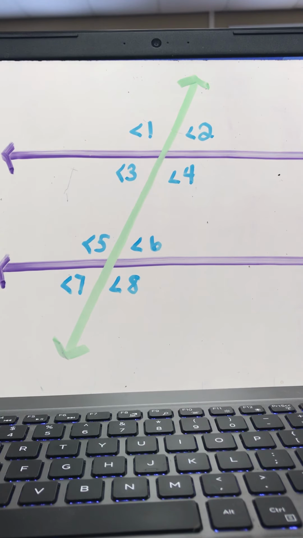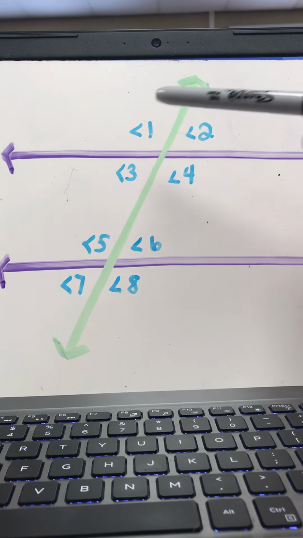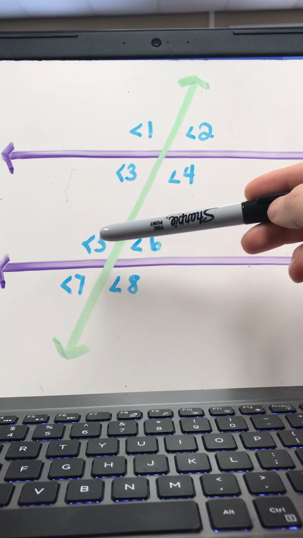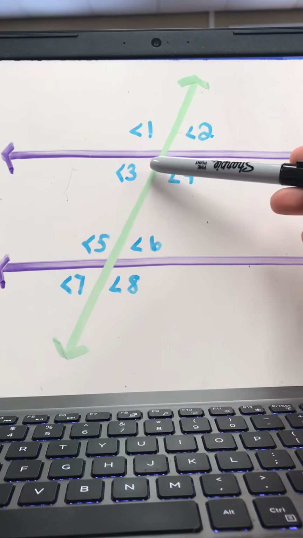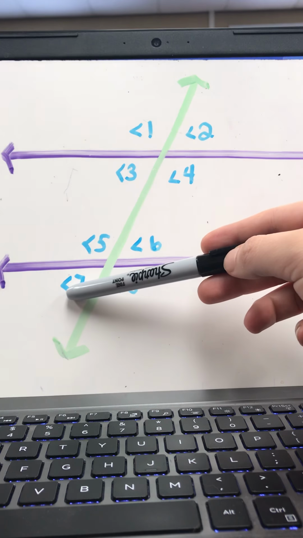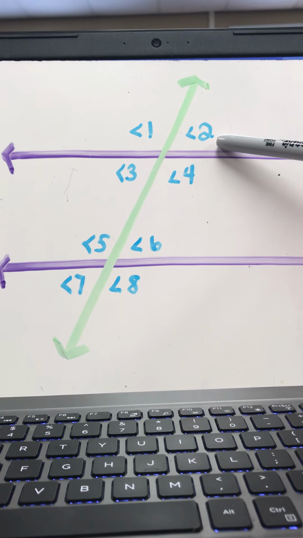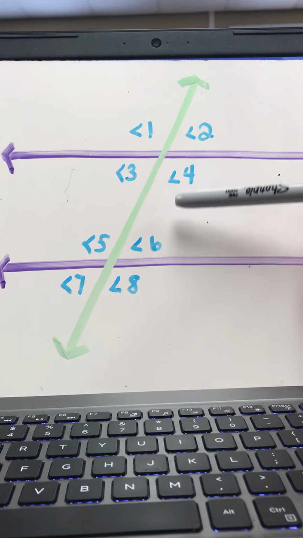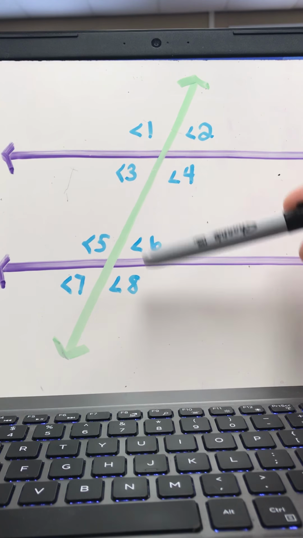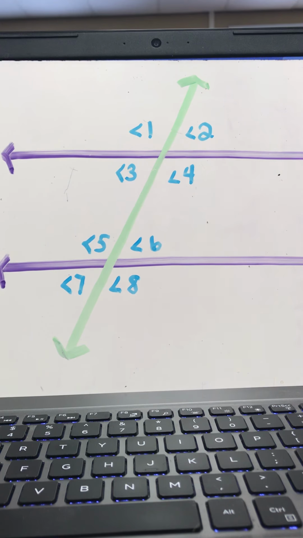Okay, since you've paused and you've clearly done it on your own, I hope so, I'm going to go over the corresponding angles. The correct corresponding angle pairs are going to be angle 1 and angle 5, angle 3 and angle 7, angle 2 and angle 6, and then angle 4 and angle 8. And again, that's the answer to question number 4.